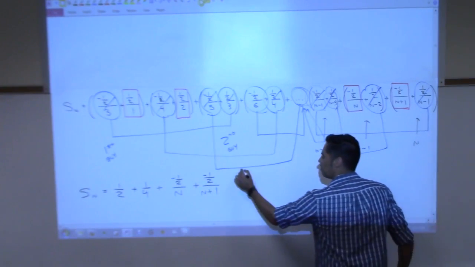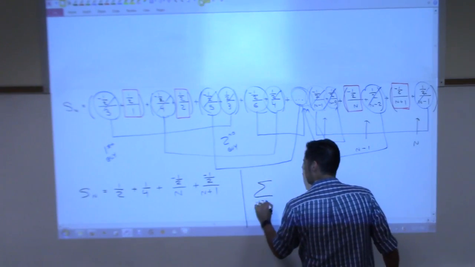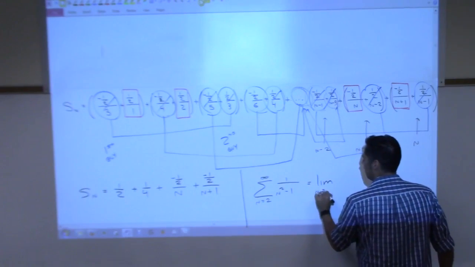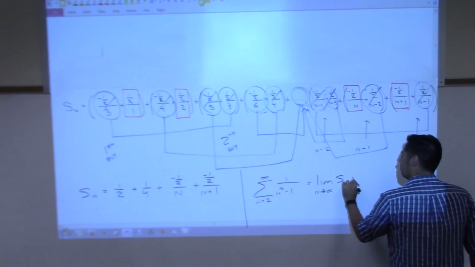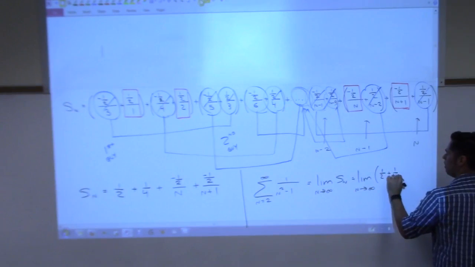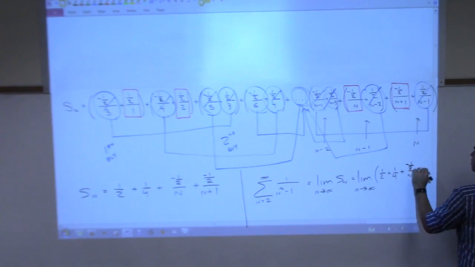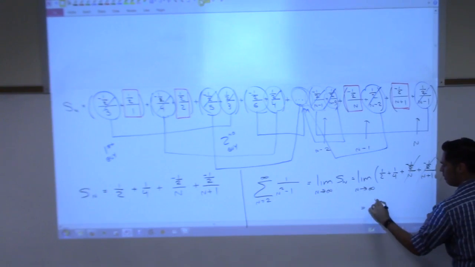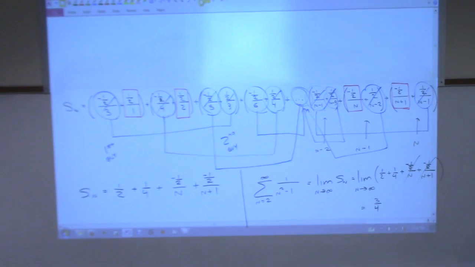So now the final result. The sum n equals 2 to infinity of 1 over n squared minus 1 will be equal to the limit as n goes to infinity of my formula for S sub n, which is the limit as n goes to infinity of 1/2 plus 1/4 plus negative 1/2 over n plus negative 1/2 over n plus 1. These two are gone, and you're just left with what? 3/4? 1/2 plus 1/4. So this series converges to 3/4. What do y'all think?